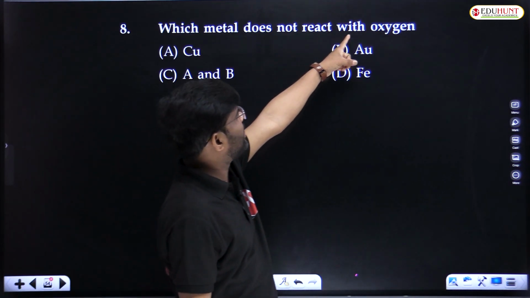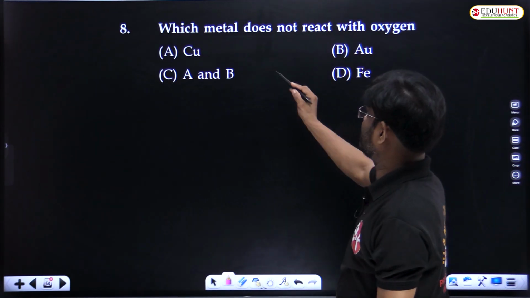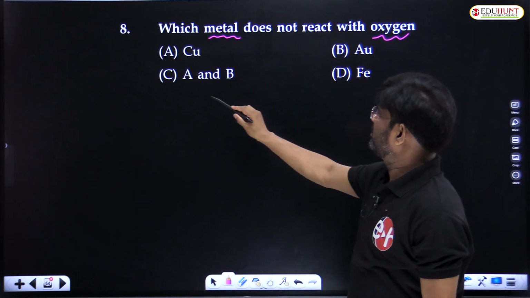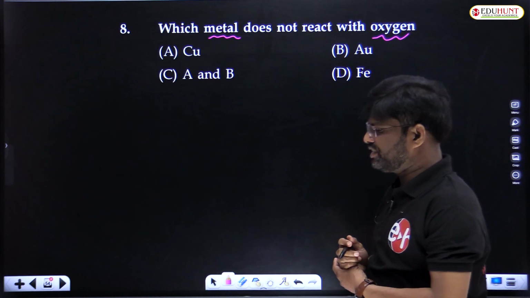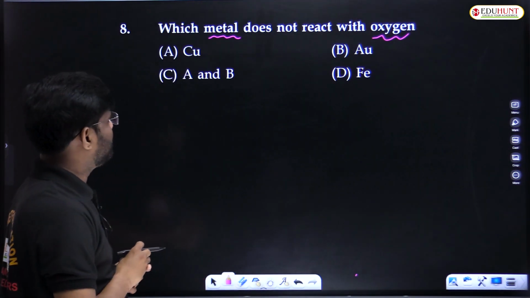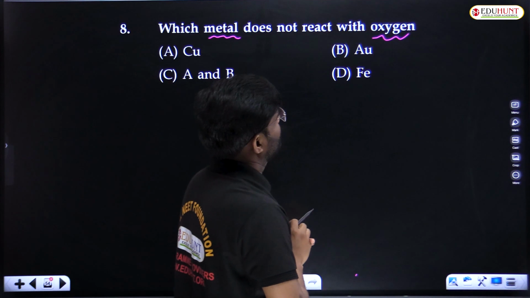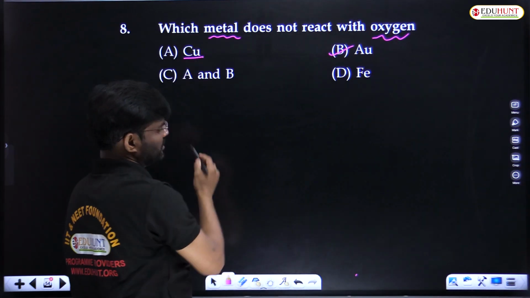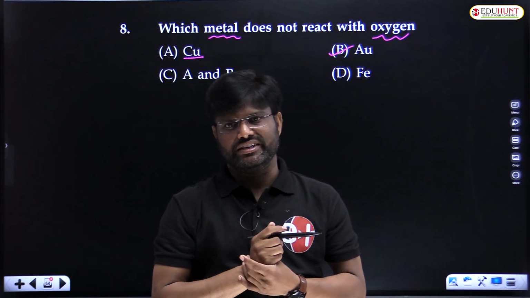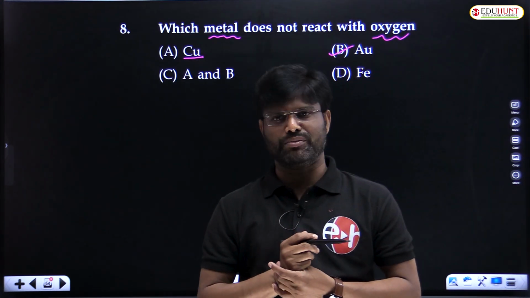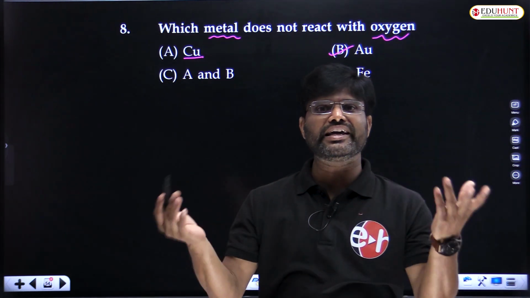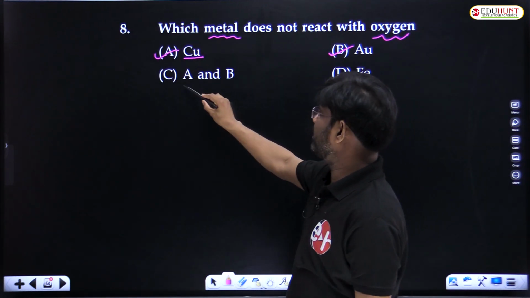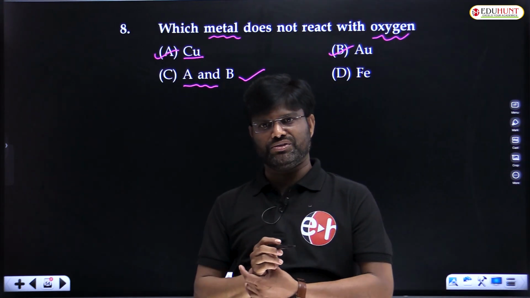Which metal does not react with oxygen? Copper, gold, or A and B, or iron. Which is the correct answer? The question is which metal does not react with oxygen. The answer is gold, correct. Also, copper generally does not react. Even strong heating is not enough, but prolonged heating makes it possible. Generally these two, A and B, are also correct, so you can give A and B as the answer.